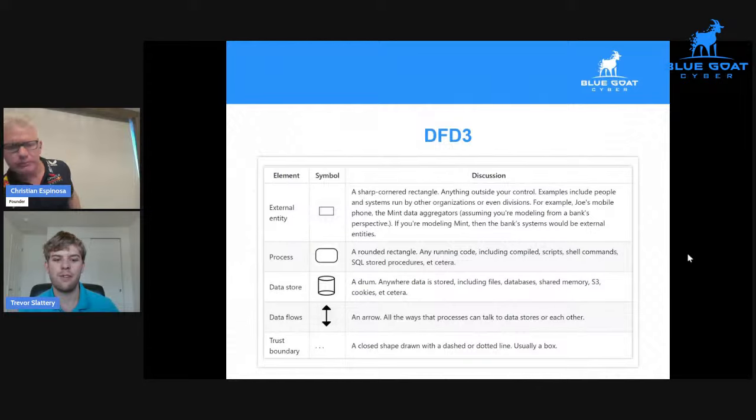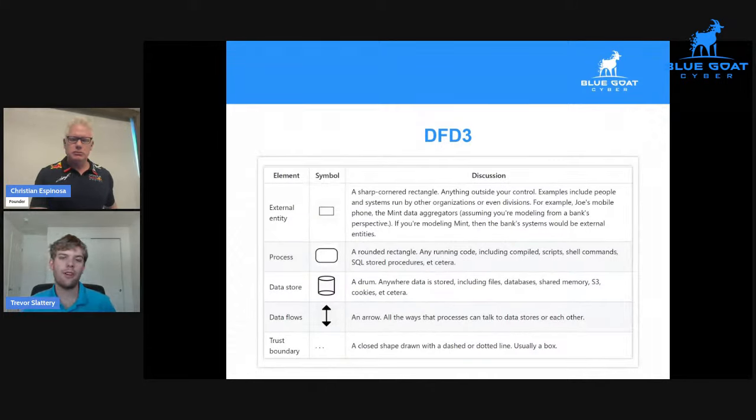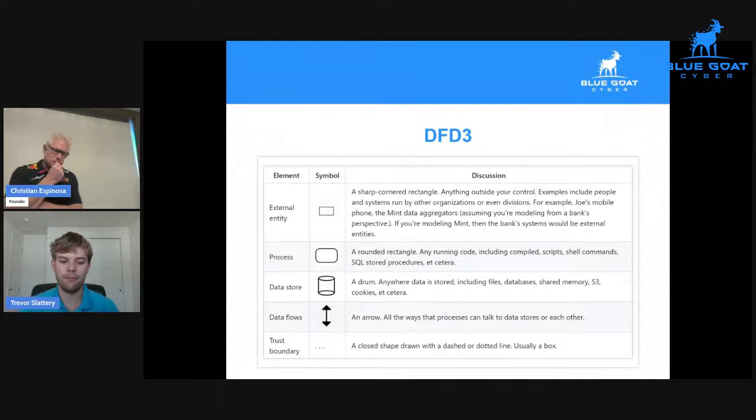Data flows are represented by an arrow. It's important to pay attention to which direction the arrow is pointing. If it's bidirectional or one directional, showing which way the data is flowing and what data is passing through. Finally, we look at the trust boundary. That's just a closed shape with dotted or dashed lines, and that represents anything inside of that closed shape being safe under that trust boundary.